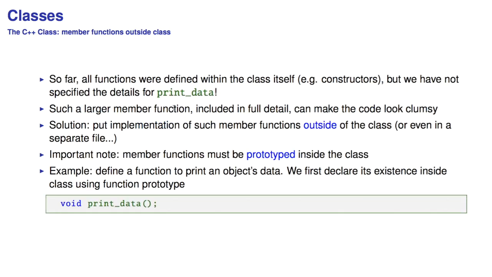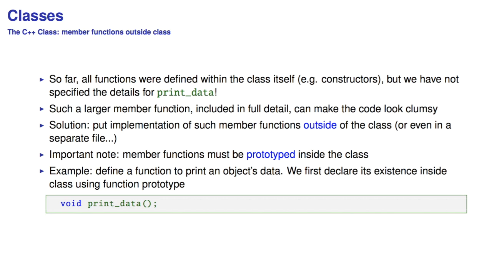So far, all the functions were defined in the class itself, but we have not specified the details for print data. Print data is what we call a slightly larger member function. It's a bit of an artificial argument, but some member functions are very, very large. So if you give all the detail of what a member function looks like inside the class definition itself, it becomes unreadable, and it makes the code look clumsy.